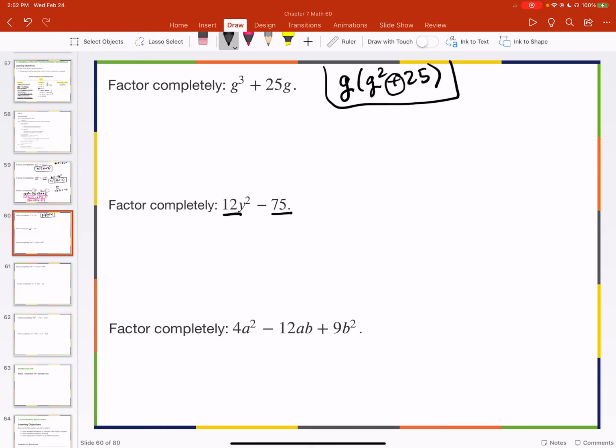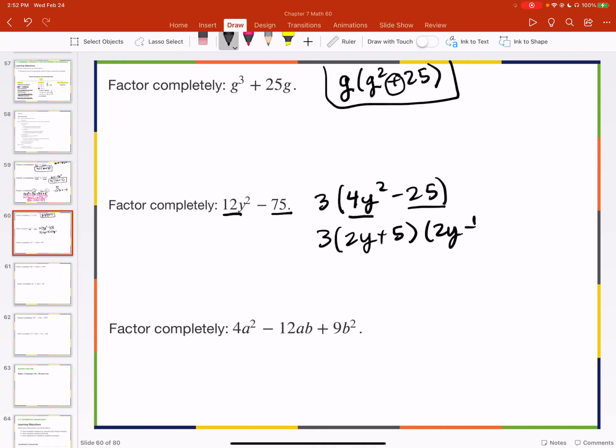Here we can factor out a 3. That gives us 4y squared minus 25. Oh, this is a difference of perfect squares, right? The square root of 4y squared is 2y. The square root of 25 is 5. So this becomes 2y plus 5, 2y minus 5. Sorry, this looks like a plus, but it's a minus. That is going to bother me.